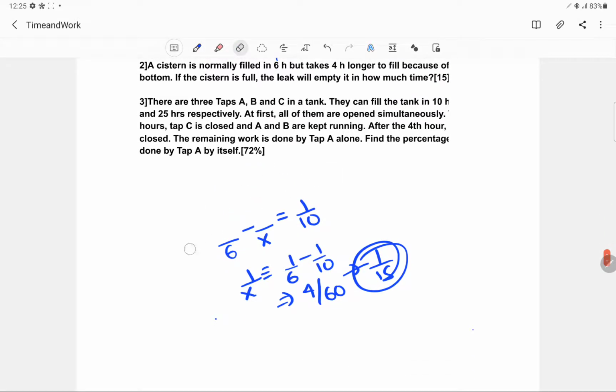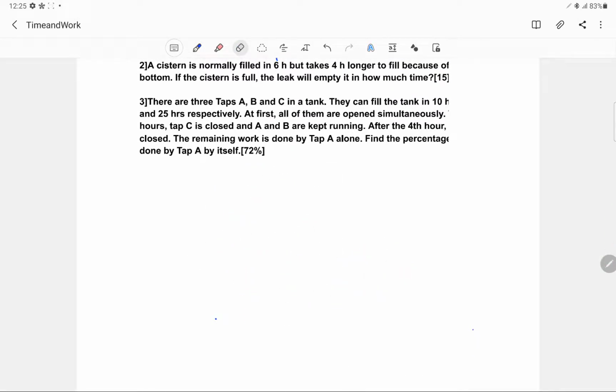Let's take a look at the other question. This is something good. There are 3 taps A, B and C in a tank. They can fill the tank in 10 hours. Something is missing in this question.